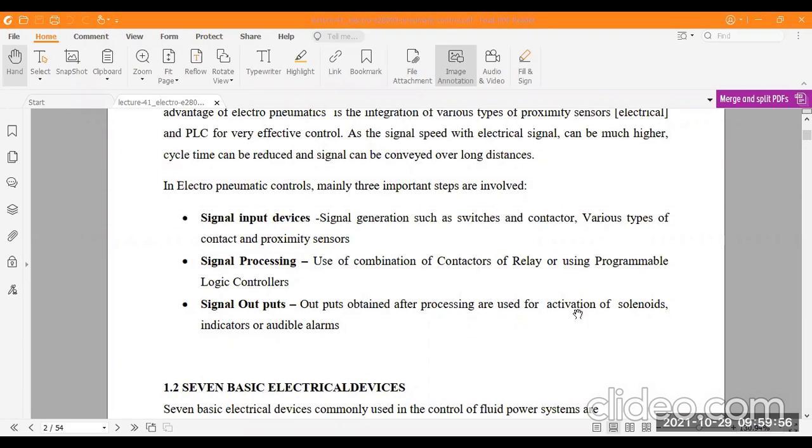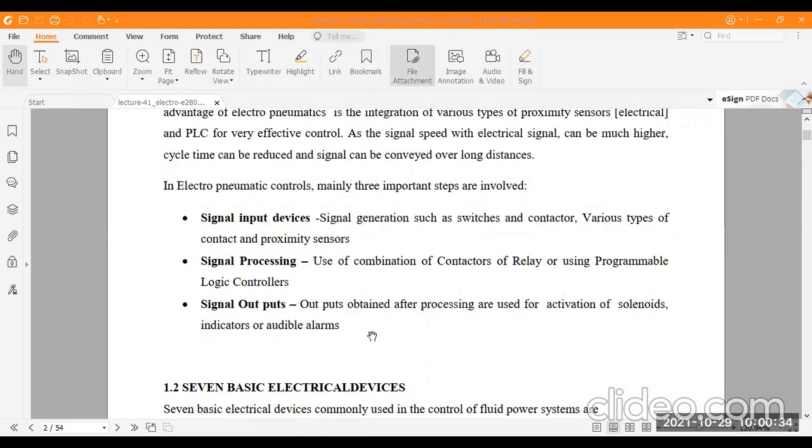Okay, number two is signal processing. This uses a combination of different types of contactors, relays, or a programmable logic controller. When you operate this pneumatic controller part, we have to use signal processing. It uses a combination of different types of contactors and relays, or different programming of the programmable logic controller, the PLC.